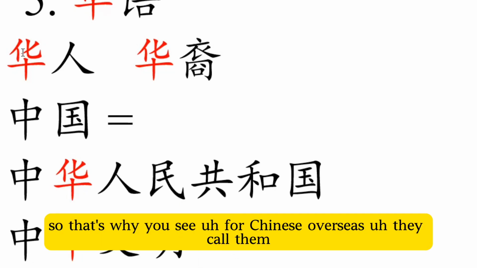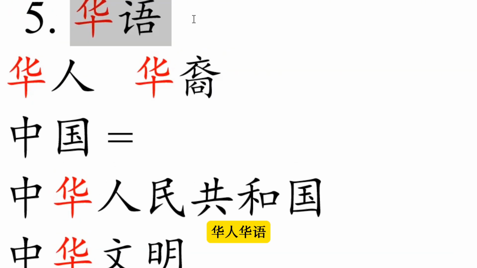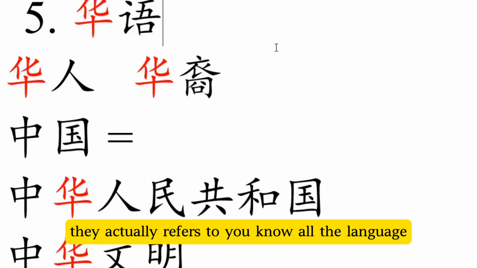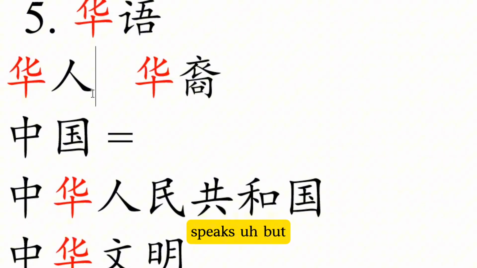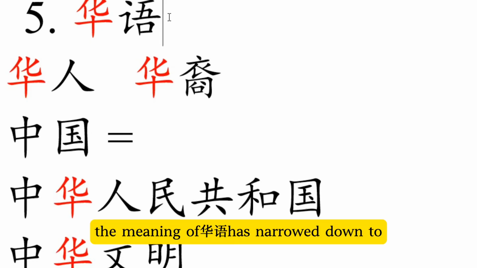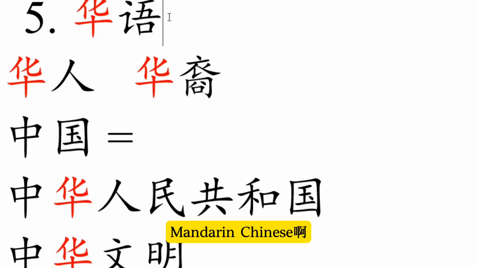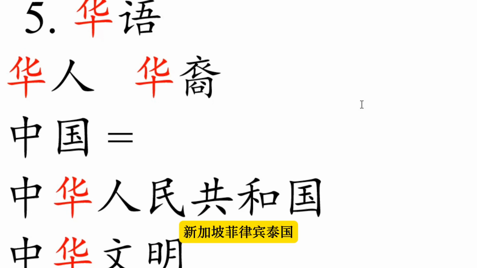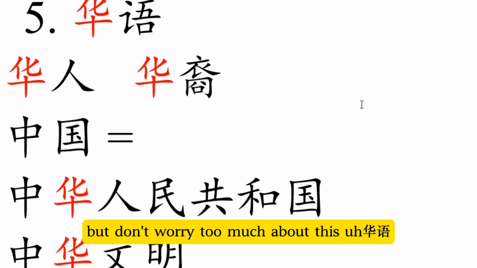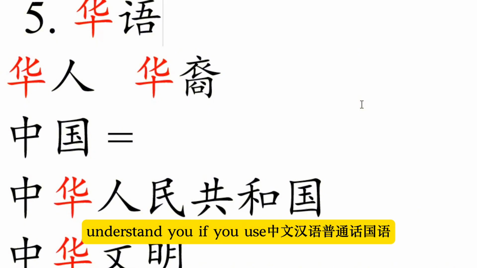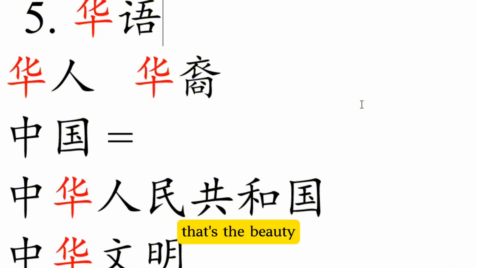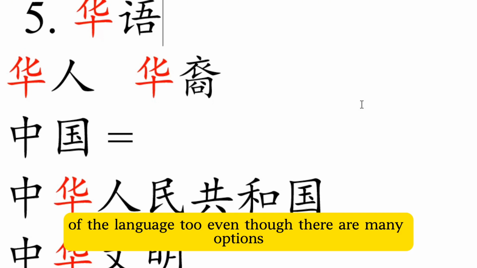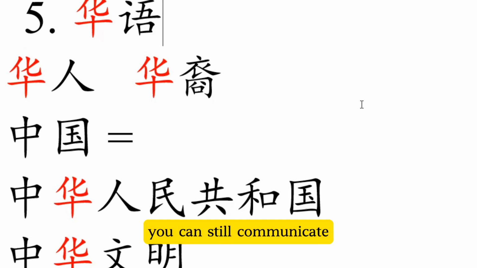So that's why for Chinese overseas, they call them 华人. 华语, broadly speaking, refers to all the languages and dialects that 华人 speak. But more recently, the meaning of 华语 has narrowed down to Mandarin Chinese, like 普通话, 国语, 汉语, 中文. And who uses this term 华语? Overseas Chinese people who live in 印尼, 新加坡, 菲律宾, 泰国, 马来西亚等等. But don't worry too much about this 华语, because people can totally understand you if you use 中文, 汉语, 普通话, 国语. That's the beauty of the language too, even though there are many options. As long as you know one of them, you can still communicate.